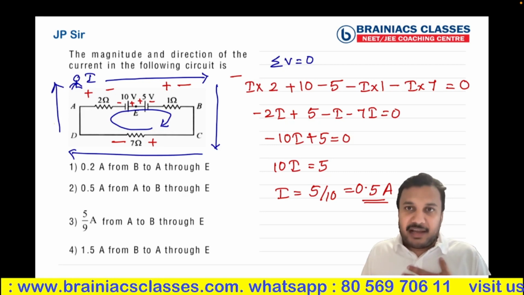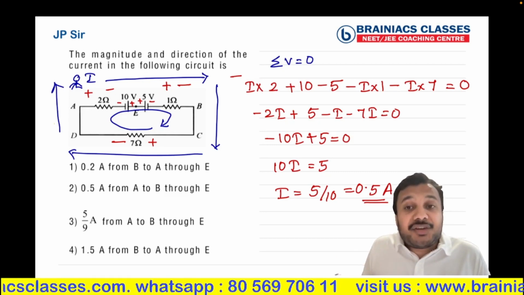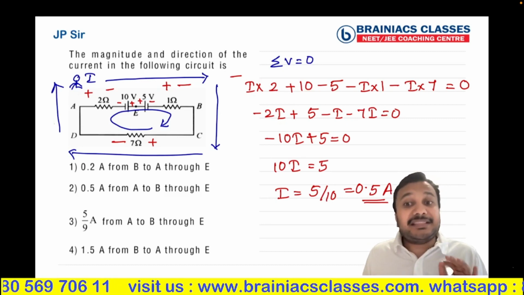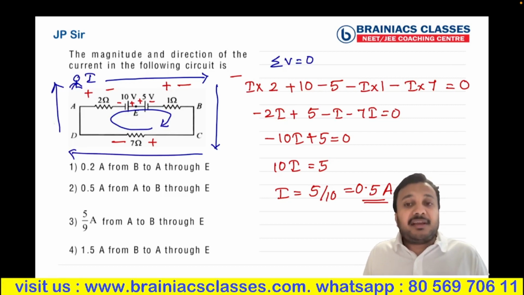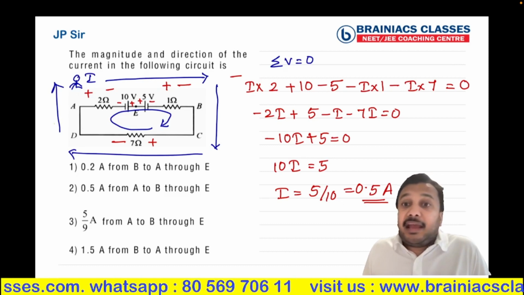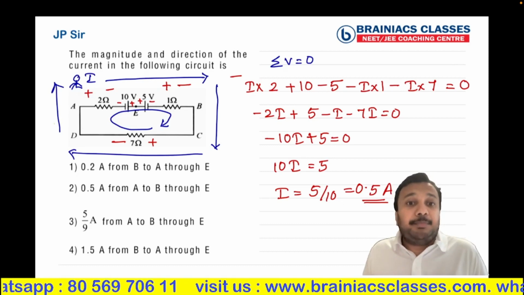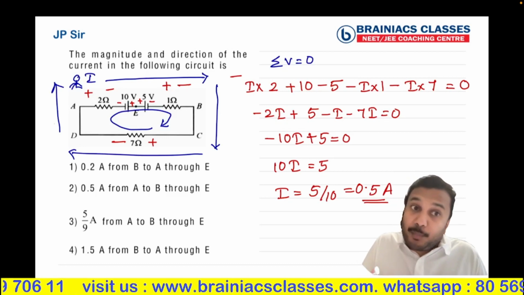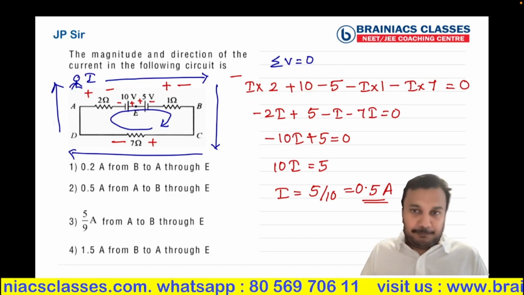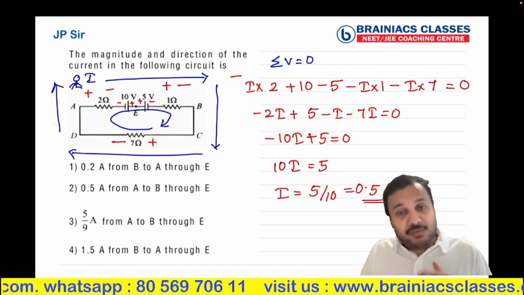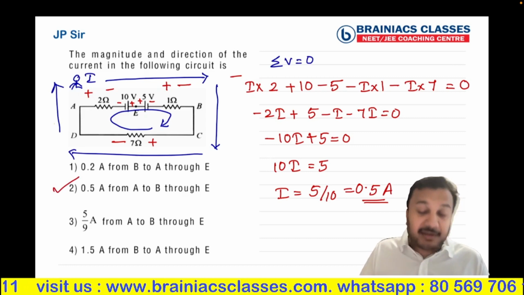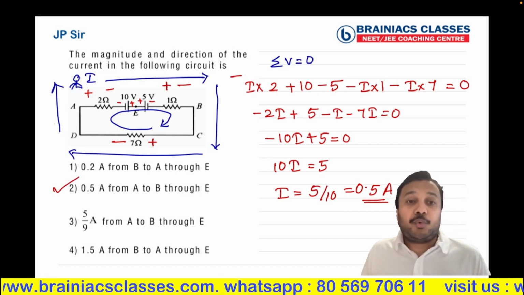I got a positive value, which means the direction I have assumed, A to B, B to C, C to D, D to A, is correct. Suppose you are getting an opposite answer, suppose you are getting minus 0.5 A, then you can say your direction is not from A to B, B to C, C to D, D to A. No, it's in the opposite direction: A to D, D to C, C to B and B to A. But luckily our assumed direction is correct. So our answer is 0.5 ampere, from A to B through E.